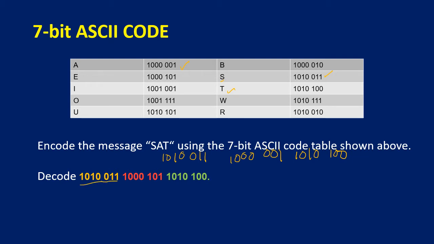Okay, so I had it color coded for you so that it will be easy for you to look at it. Okay, 1010011. That's this one. B. No, that's S. 100101. This one. That's E. And lastly, 1010100. Where is that? T. Okay, so to decode, that is the word SET.